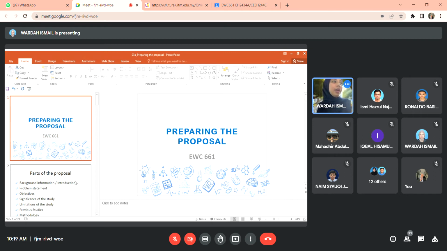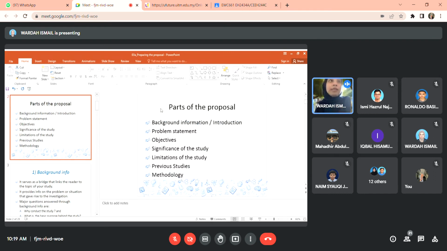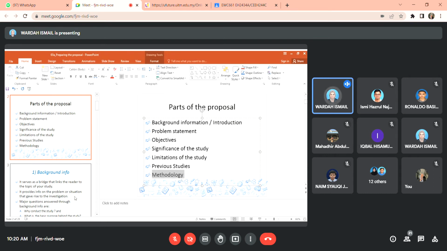Okay. Now, dalam your proposal, you need to have these 7 items. You need to have background information and then problem statement, objectives, significance, limitations, previous studies. Previous studies wajib ada. Okay, for this semester kena ada. Last time tak ada, this semester ada. Tapi pendek je. And then previous studies ni refer to literature review. Kalau you are familiar with literature review, that is the same thing. Okay, and then methodology.